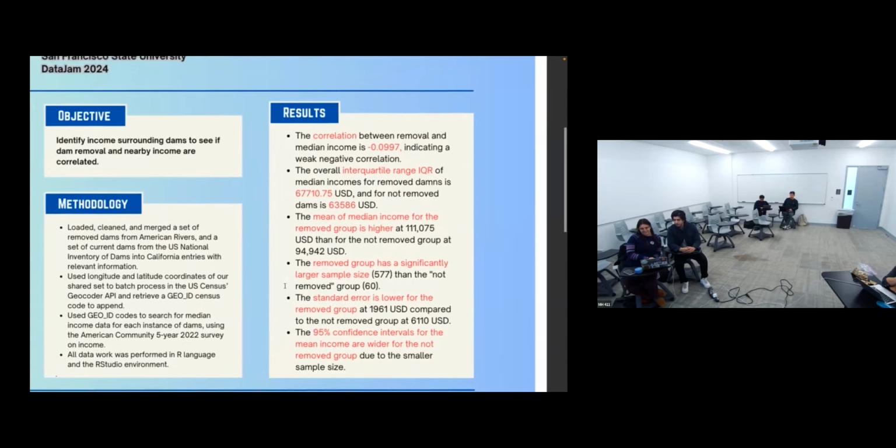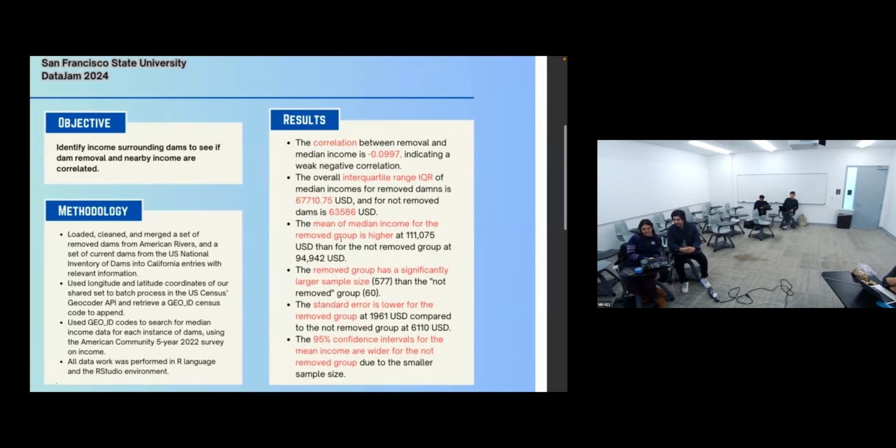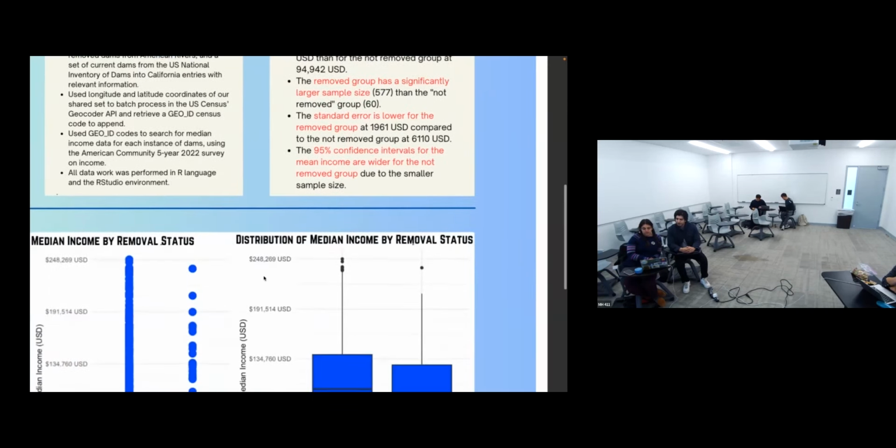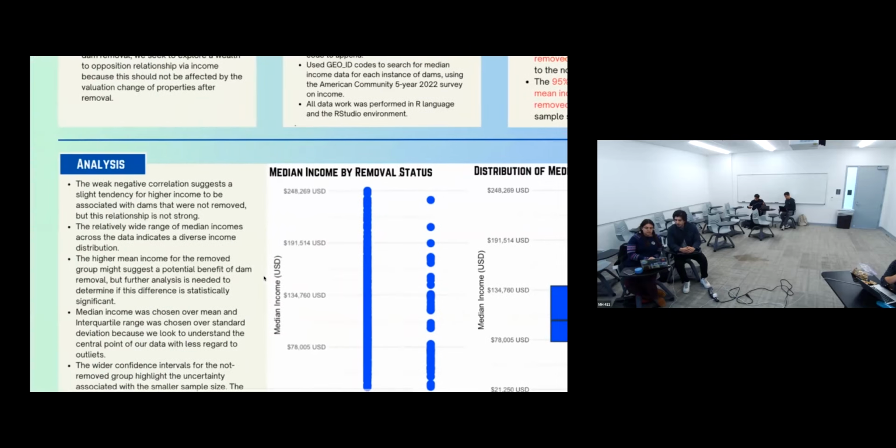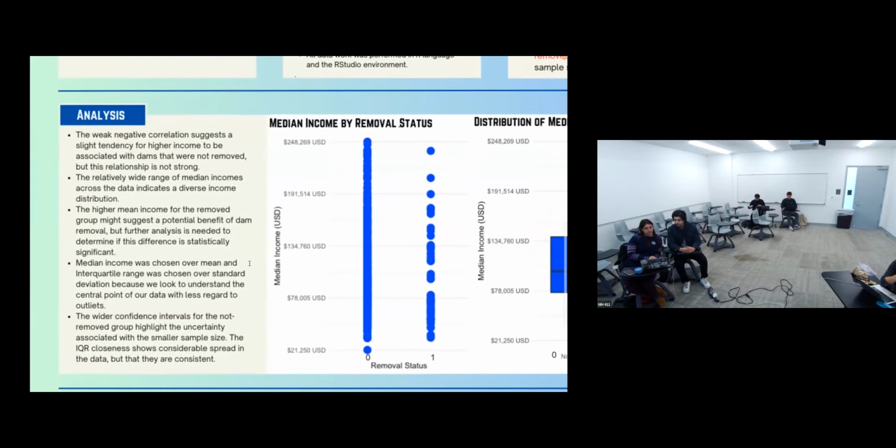Here, sorry. Let's go up here to the results. So I guess we can talk a little more about the specifics. The interquartile range was pretty wide for both the removed and not removed dam groups. So that is the underpinning issue with our outcomes. However, that correlation is still pretty interesting. So in the end, we decided to recommend more data.